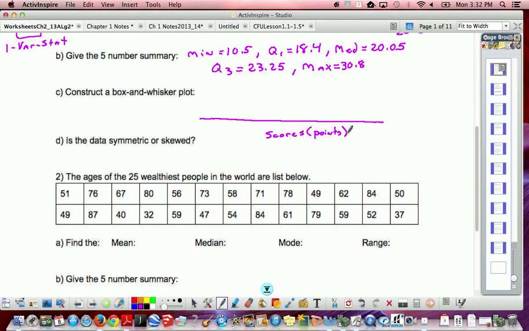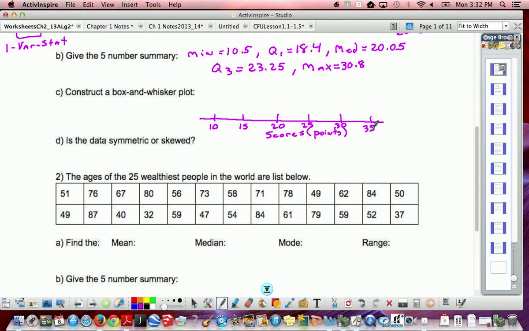NFL scores here. So I'm going to start here down at 10, since my min was about 10.5. But count by fives: 15, 20, 25, and 30. I don't think I have to go past 30. Well, I'll put a 35, since our max value was 30.8, so it shows the whole graph past 30.